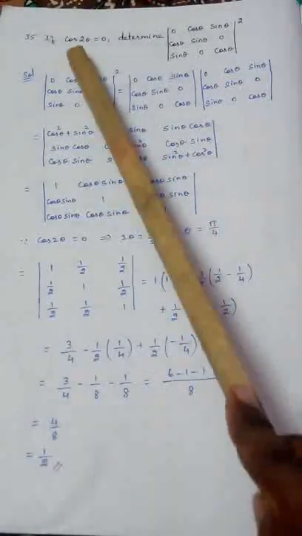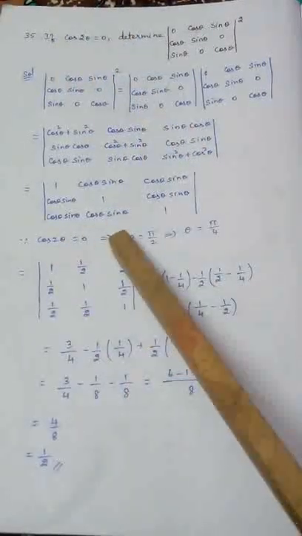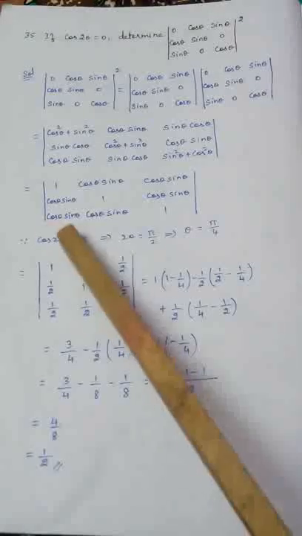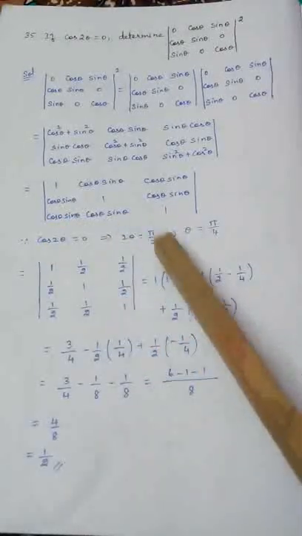Now I am going to use the condition. It is given that cos 2 theta equal to 0. What is the meaning? When will cos become 0? If the angle is 90 degrees. So 2 theta is equal to 90 degrees.